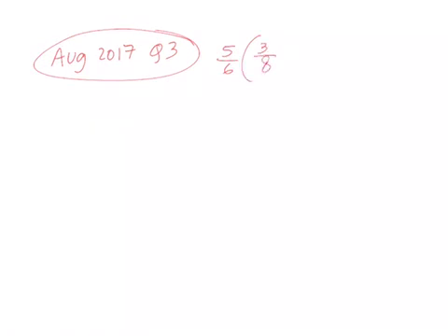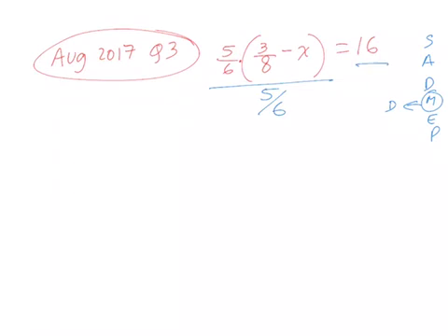Alright, August 2017, question 3. So we've been given an equation 5/6 times (3/8 minus x) is equal to 16. Now there are various ways to do it. What I did was, because this is multiplying and I know SADMAP, the opposite of multiply is divide. So I divided both sides by 5/6. So this cancels. So now I've got 3/8 minus x is equal to 16 divided by 5/6, which simplifies to 96/5, right? And then let's subtract 3/8 on both sides.